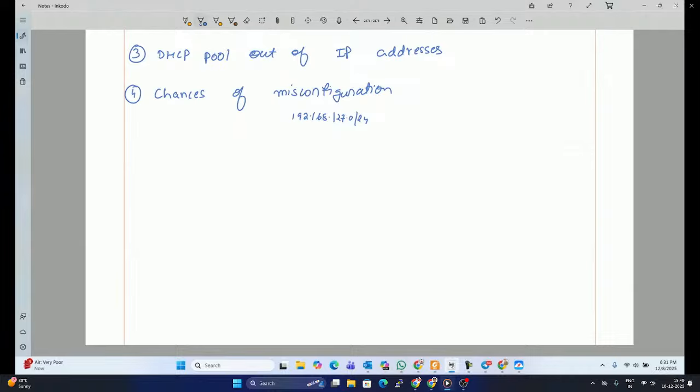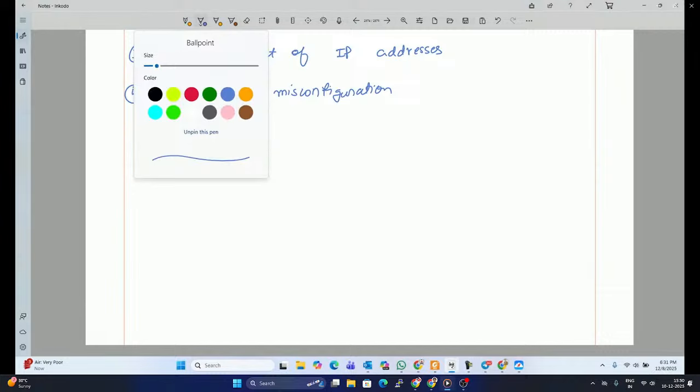So we always have to keep our mind open that yes, this could be possible. The pool name is configured differently, the IP helper address is misconfigured. There are a lot of chances for misconfigurations.